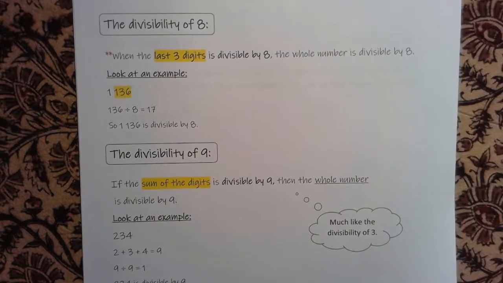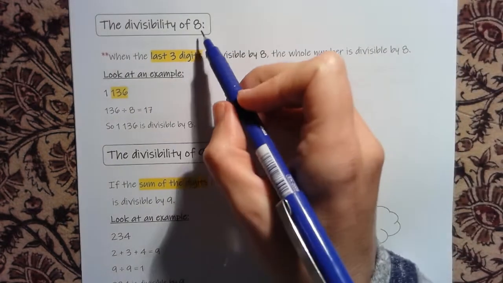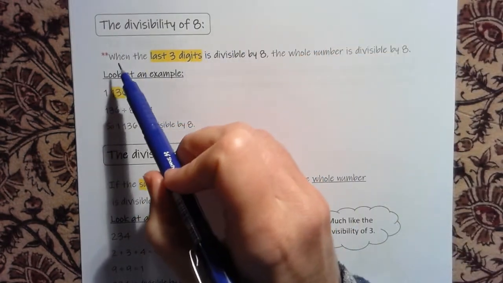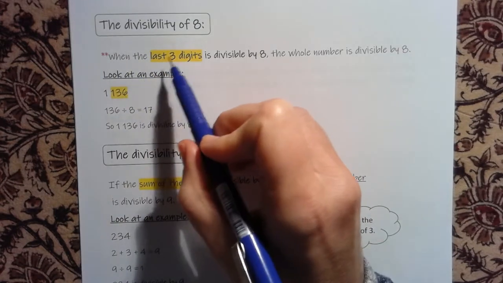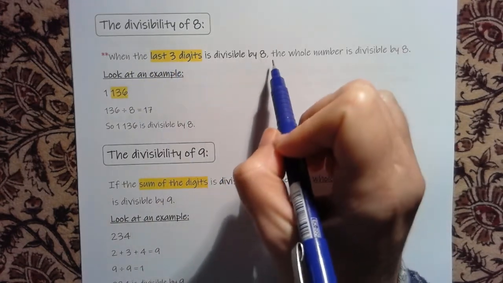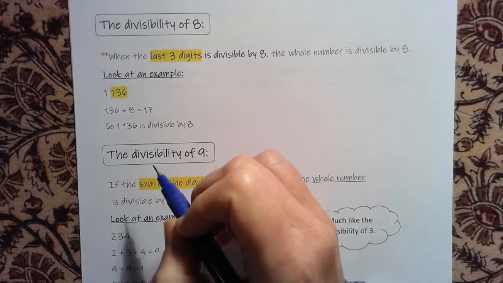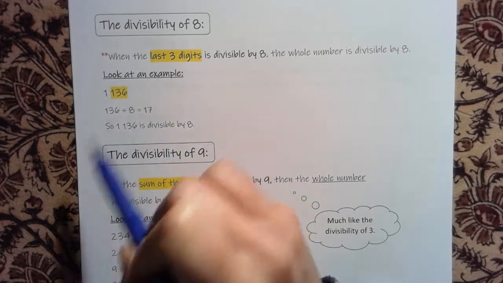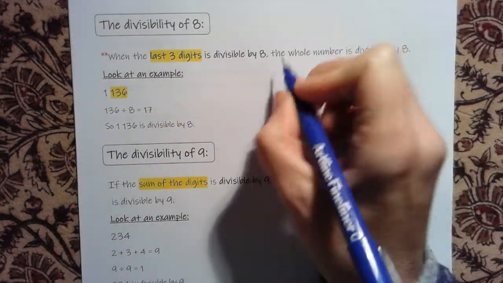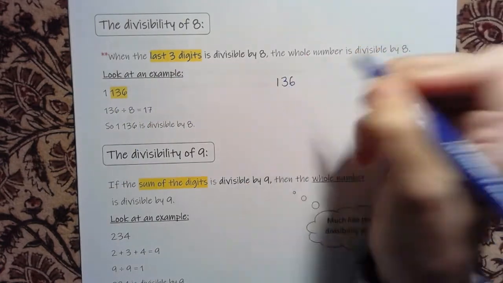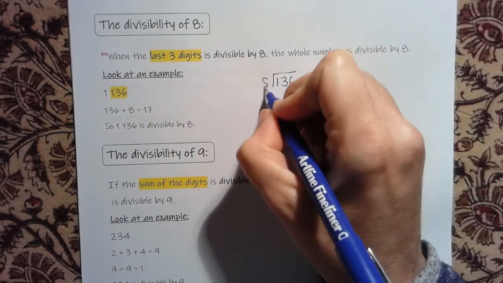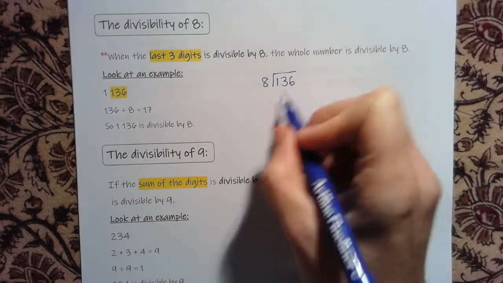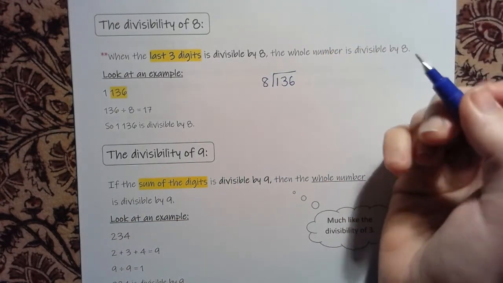Right, let's jump on to divisibility of 8. What must we do here? When the last 3 digits are divisible by 8, the whole number is divisible by 8. So let's look at an example. 1136. Take the last 3 digits, 136, divided by 8. Okay, I'm going to follow the long division method here.